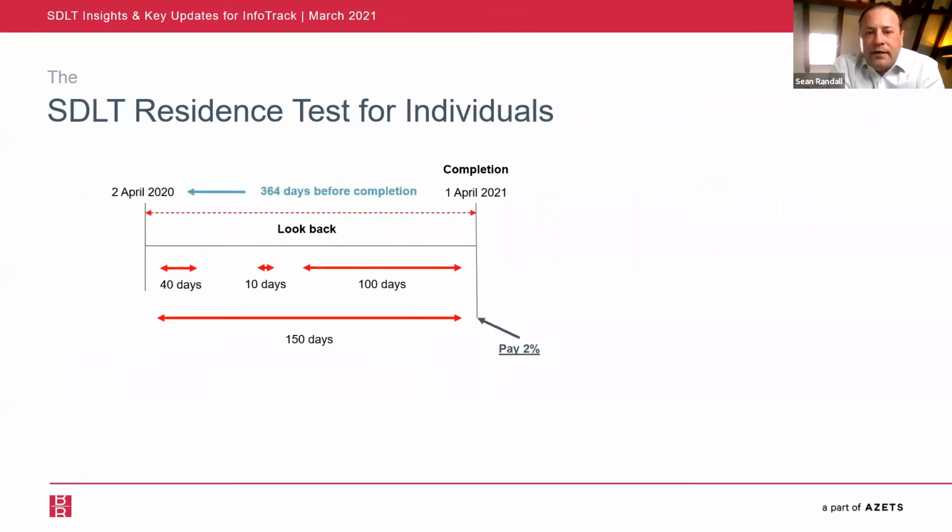So here's the first part of an example. Someone completing on the 1st of April, exactly the start date for this surcharge. We look back strictly 364 days before that date, count how many days they were present in the UK, any part of the UK, at midnight. And in my example, the total number of days present in the UK in that 1 year period was less than 183. So they pay the surcharge.